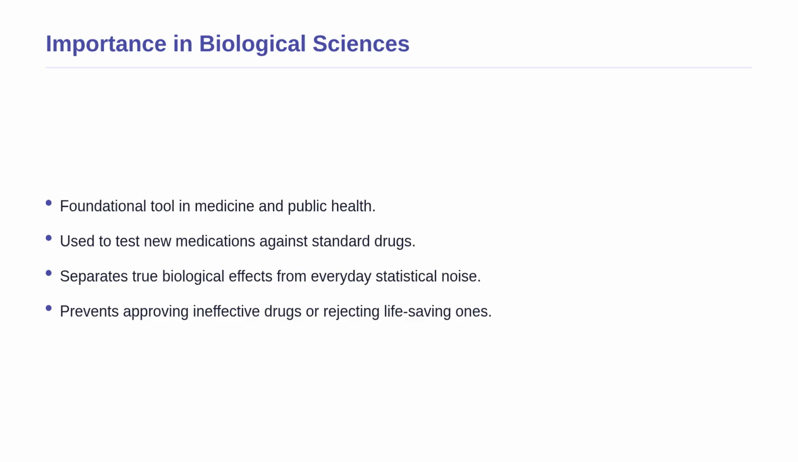Without the z-test, scientists would just be guessing by looking at averages. This could lead to approving ineffective drugs or rejecting life-saving ones. It provides a rigorous, objective framework to separate true biological effects from everyday statistical noise.